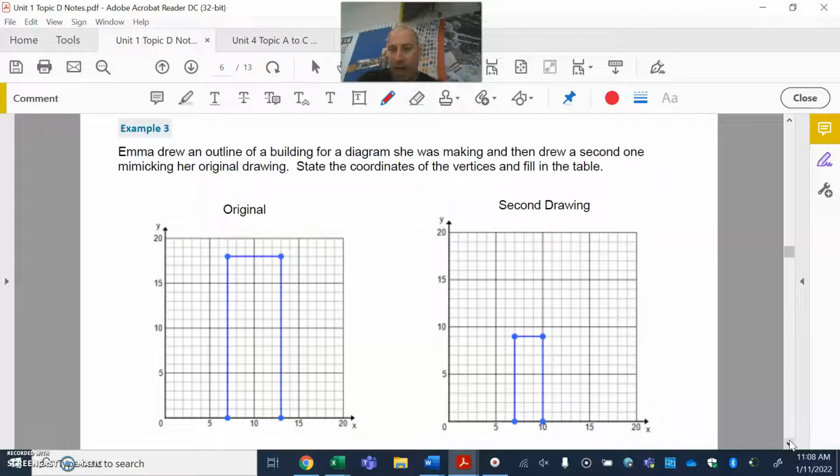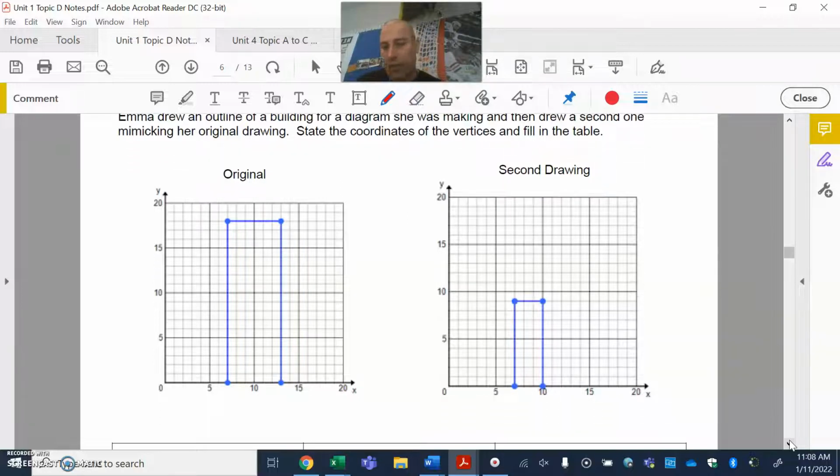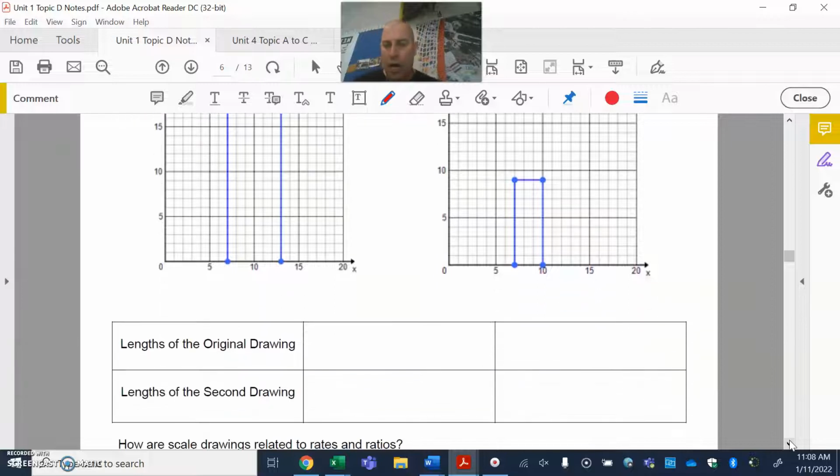So we got Emma here. She drew an outline of a building for a diagram she was making and then drew a second one mimicking her original drawing. State the coordinates of the vertices and fill in the table. Okay, so the coordinates, no thank you.